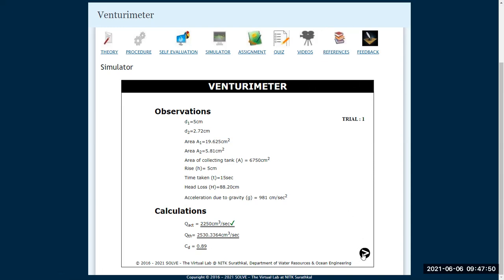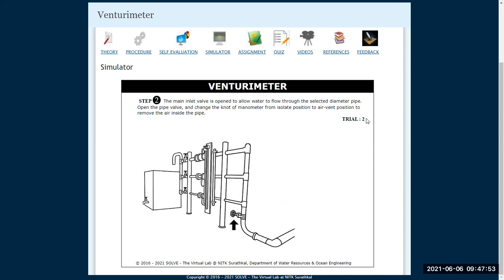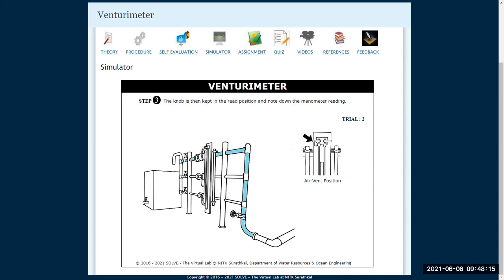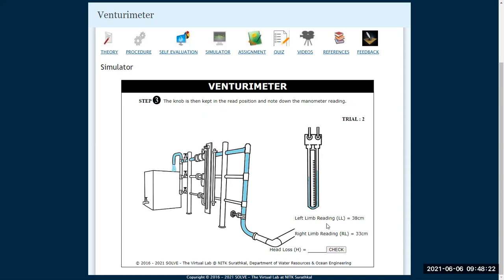Okay, so similarly, you have to do the second trial. The procedure is the same. First you have to open the main inlet valve so that water flows through the venturi meter, and you have to vary the discharge. So you have to open the discharge valve, and then you have to remove the air bubbles. After removing the air bubbles, you have to note down the manometric reading. It shows left limb and right limb readings.